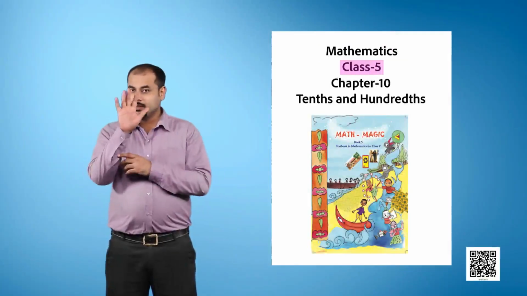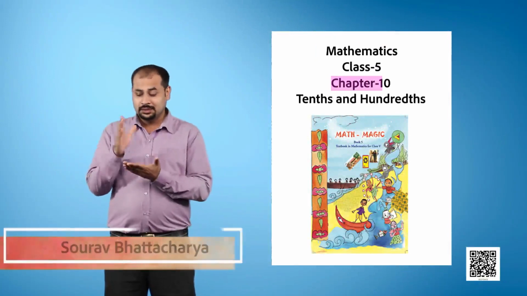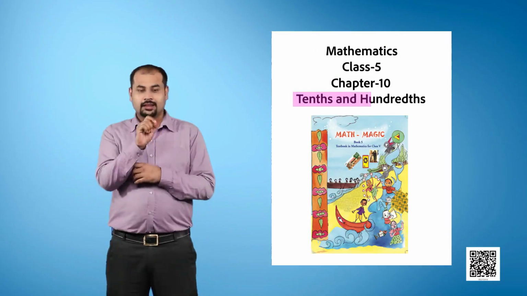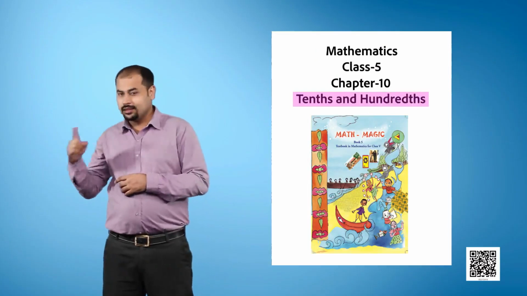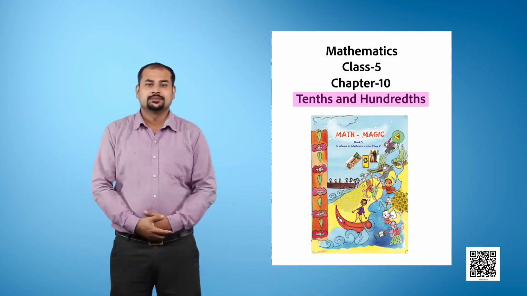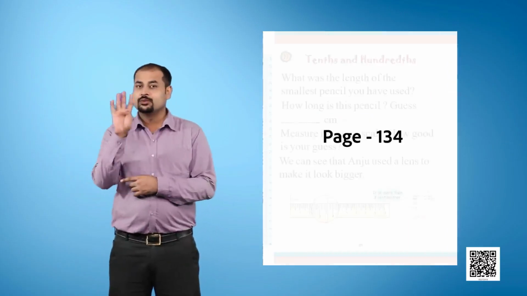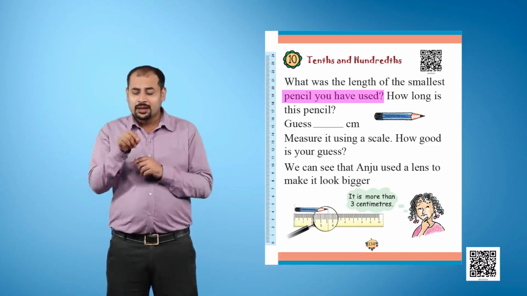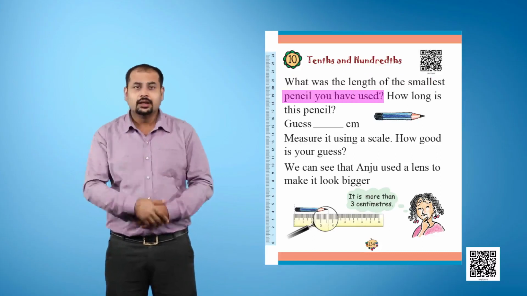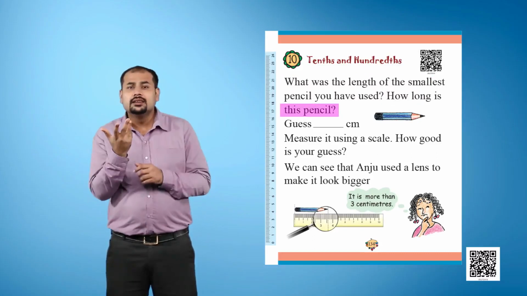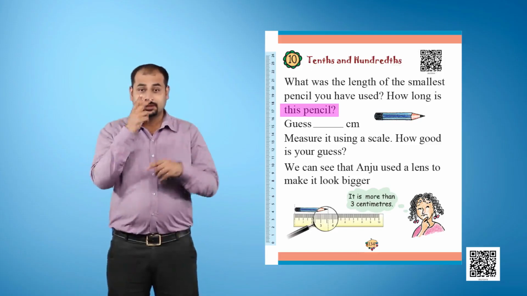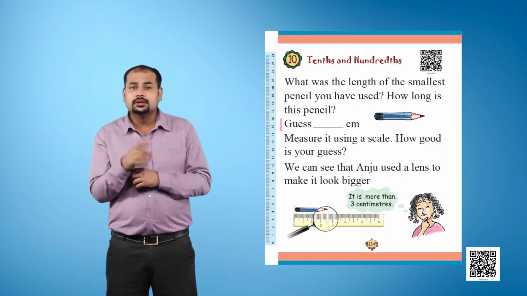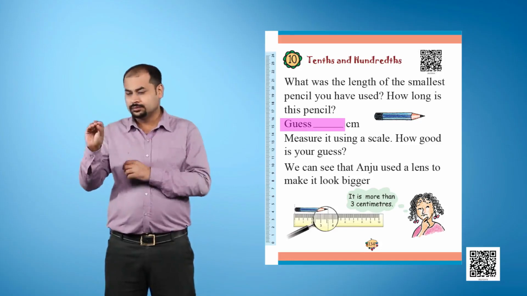Mathematics for Class 5. This is chapter 10. Tenths and hundredths. Page 134. What was the length of the smallest pencil you have used? How long is this pencil? Guess. Dash centimeters.